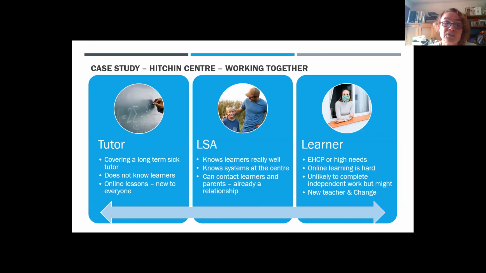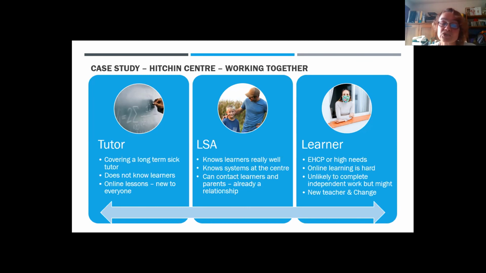Now, I hadn't taught over there. I didn't know the learners. And then we went into lockdown. So we're now teaching online. And I know how important it is to have that relationship with the learner, to really get them to engage. As Rachel in the previous presentation said, that is just so important to have that relationship.